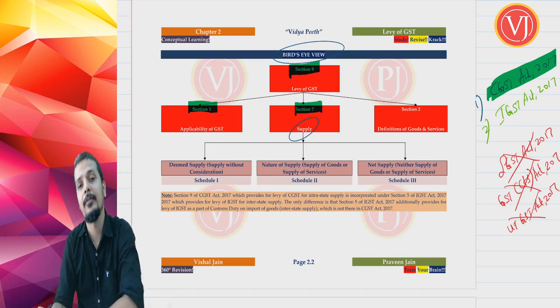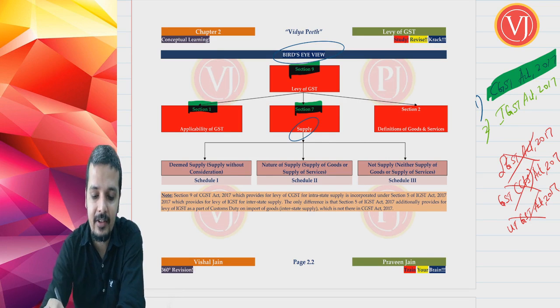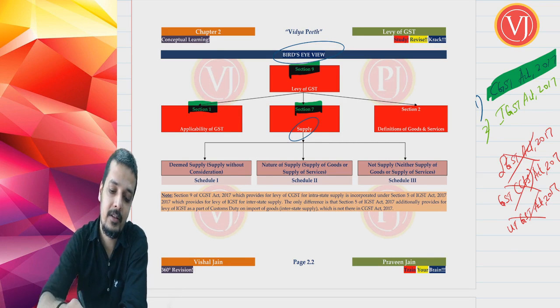Now coming back here, section 7 deals with supply, and section 7 has got 3 schedules.